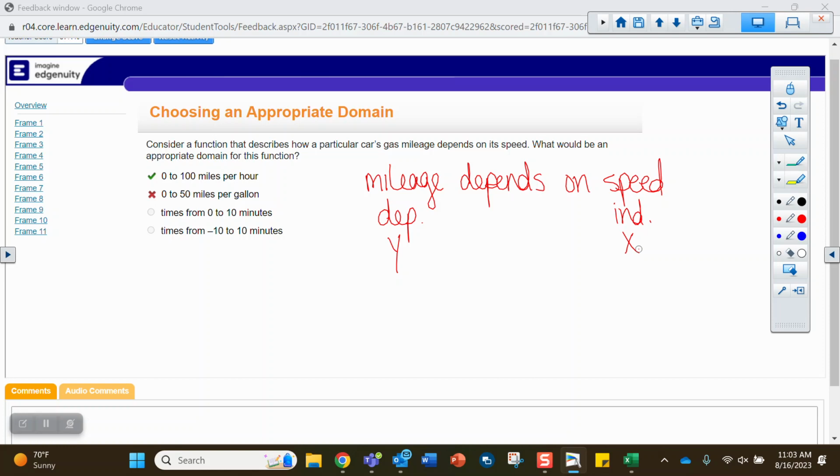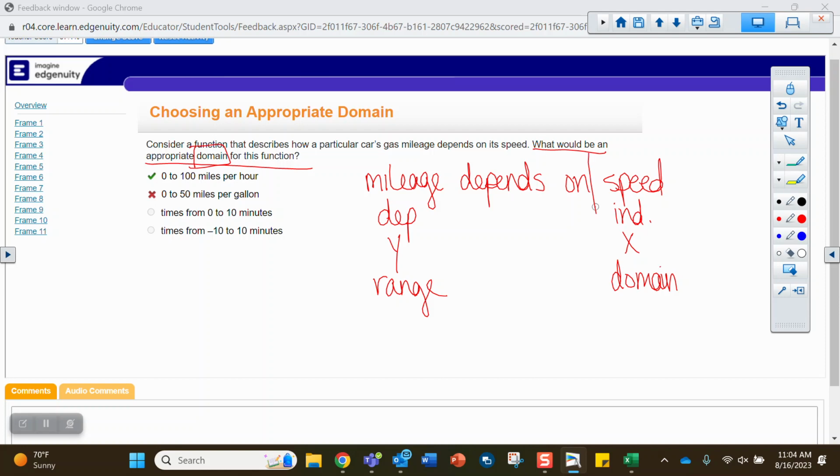In cars in general, the faster your car goes, typically the better gas mileage you get. If you're going 60 miles an hour, you're getting pretty good gas mileage. If you're going like 30 miles an hour through town, you don't get as good a gas mileage. So it wants to know an appropriate domain. Remember, the y is the range and the x is the domain. That's always true. So now we're looking for speed, right?